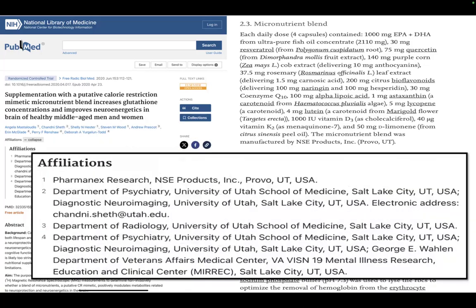Yeah, so same thing, done by Pharmanex, and some at the University of Utah and a research lab, a mental illness research lab.